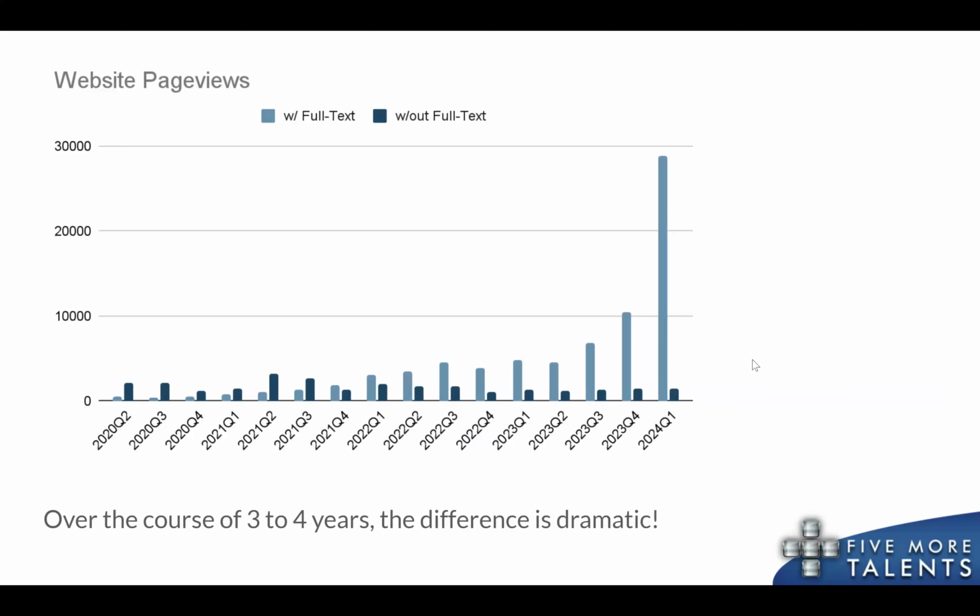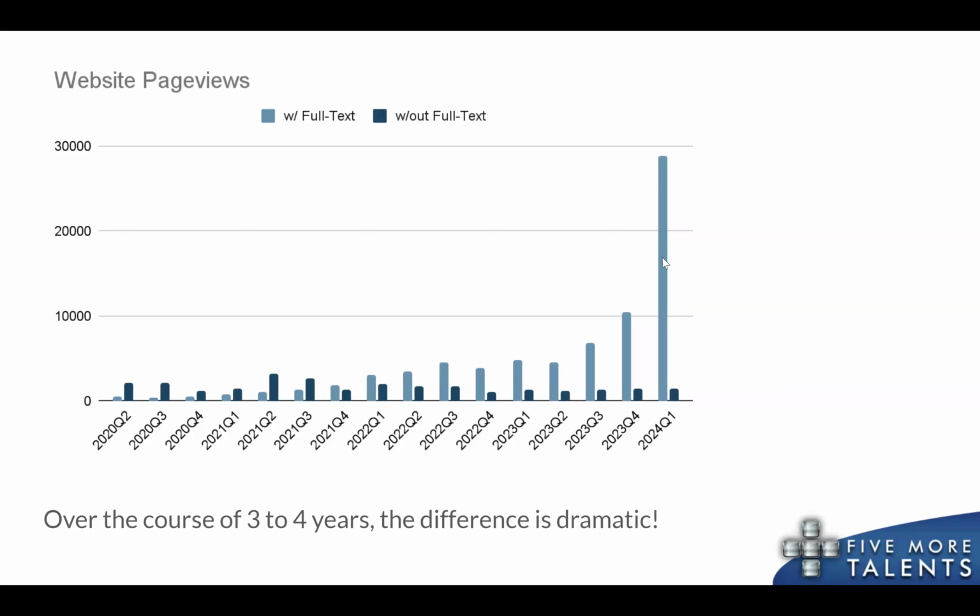So you can see that the dark blue bars are a church that did not publish the full text, and the light blue bars are the church that did publish the full text. And you can see it started out as lower traffic, but now it's increased to be dramatically more.